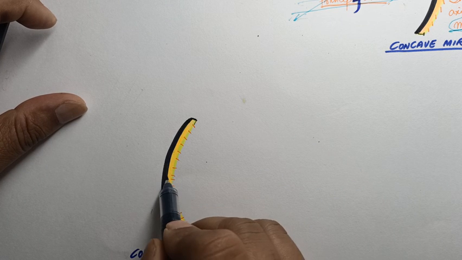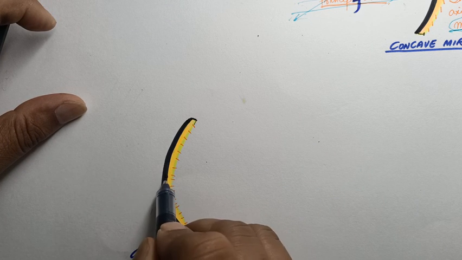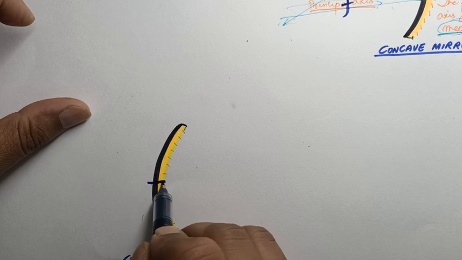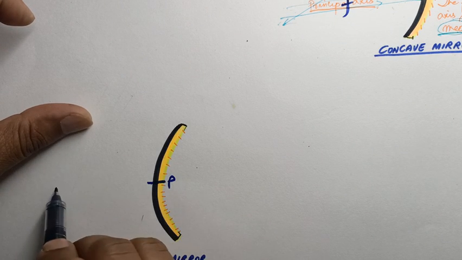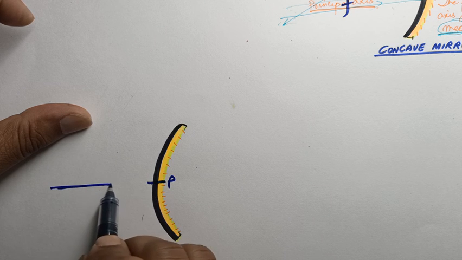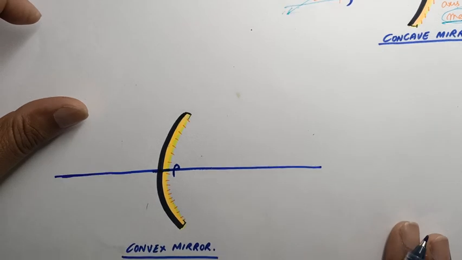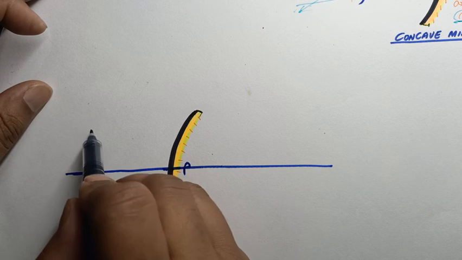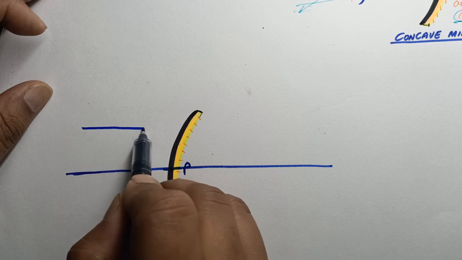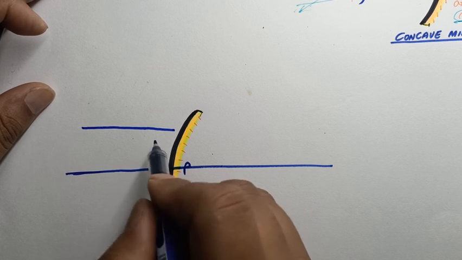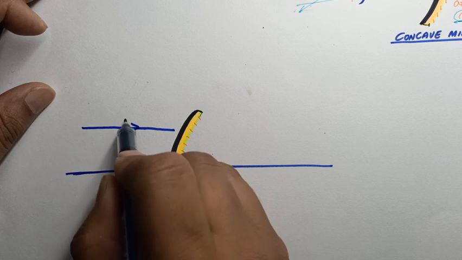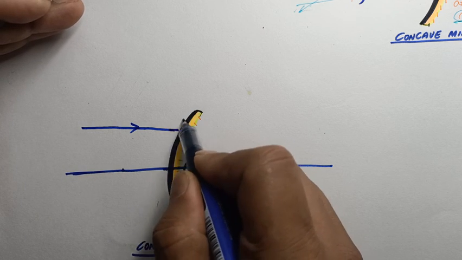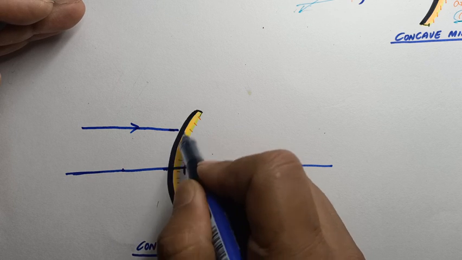Now, you know that the geometrical midpoint will be called as the pole. The geometrical midpoint is called as what? This point is called as the pole, represented by the letter P. So I draw the principal axis and it passes through the pole. Now, when a ray of light travels parallel to the principal axis, this is the principal axis, please keep in mind this is the reflecting surface, okay? This is the reflecting surface.